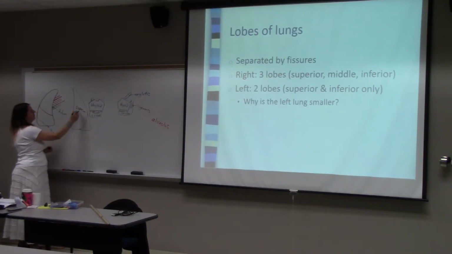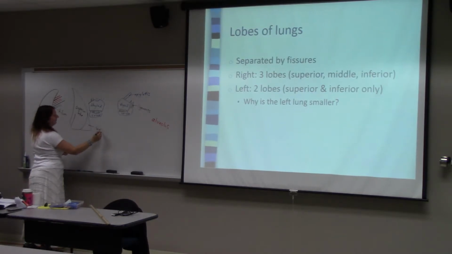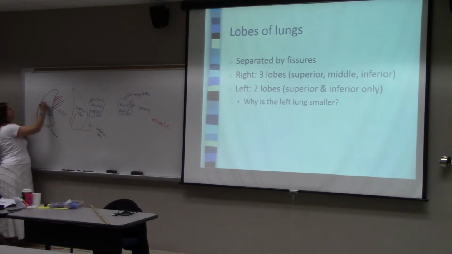Now, if you remember your anatomical terms, you can probably guess the names of the lobes on the left, superior and inferior. We need a third on the right, and so we just copped out and called it the middle lobe.